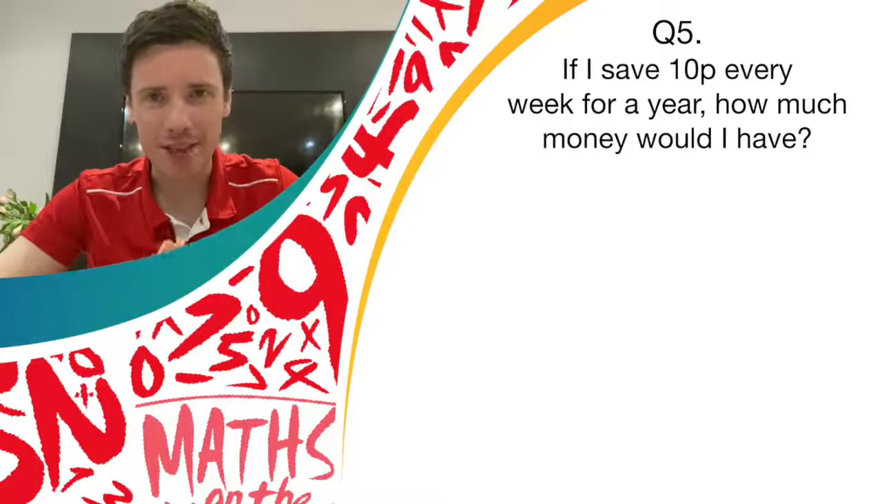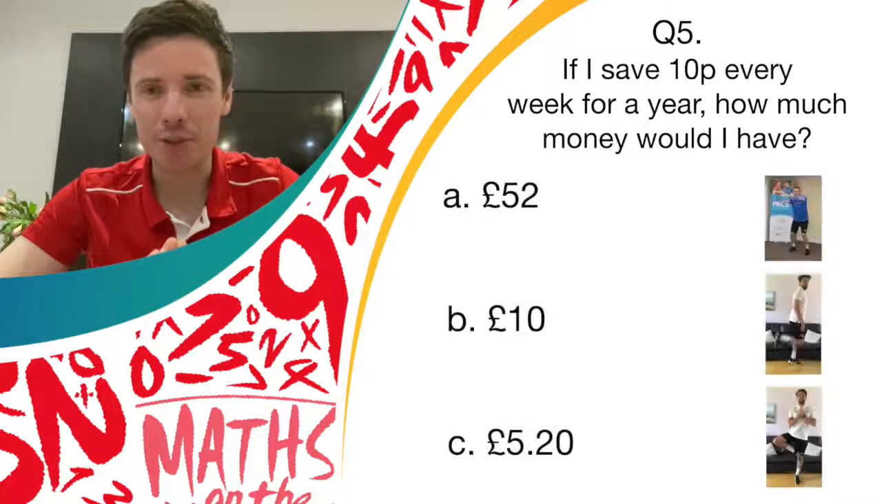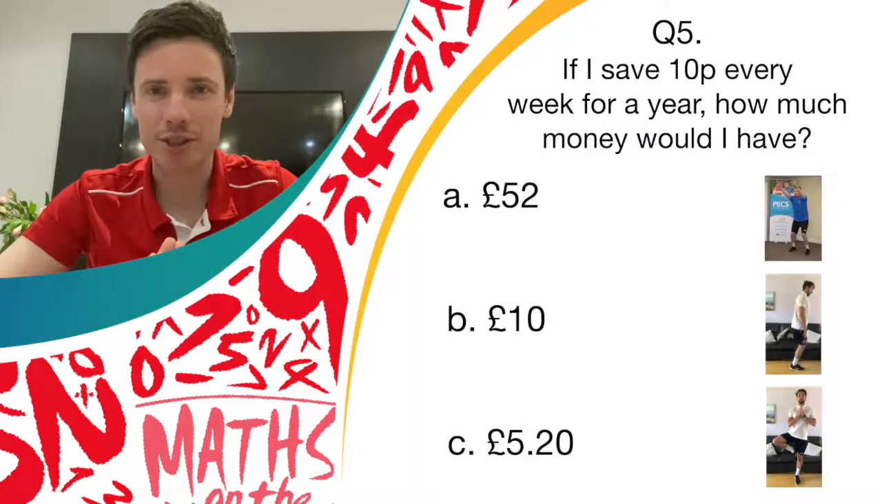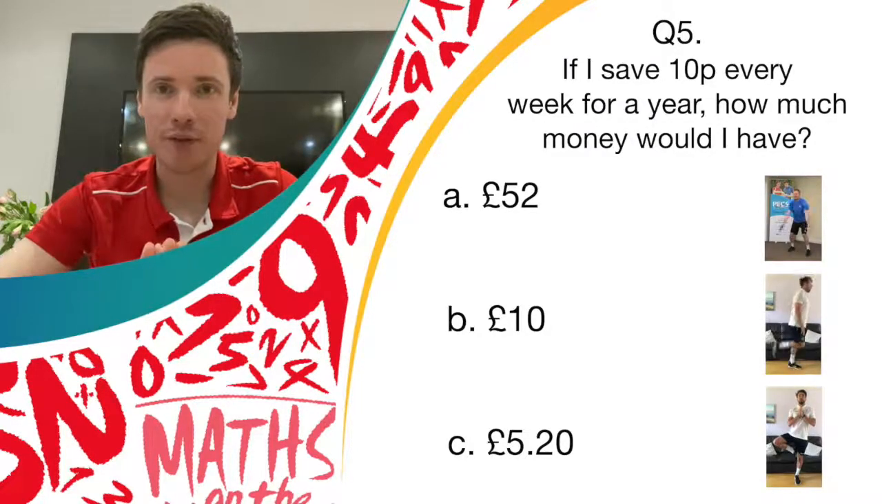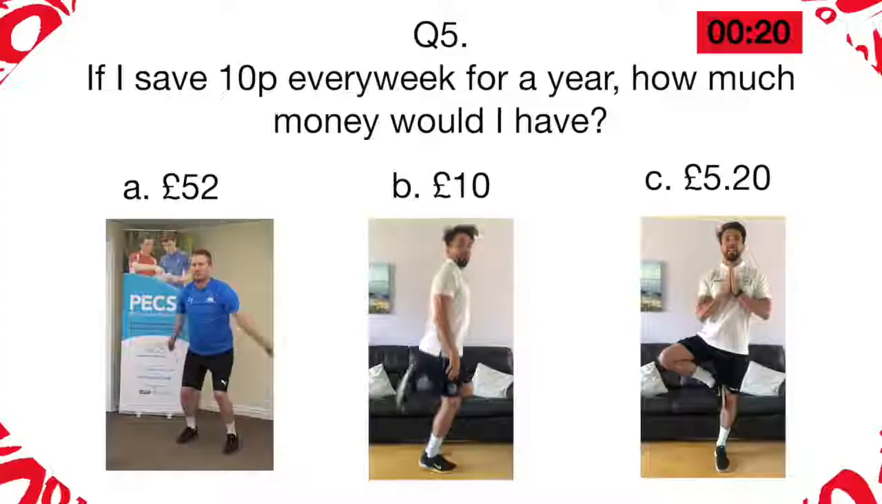So our possible answers are £52, £10 or £5.20. As soon as you think you know the answer, then it's the butterfly move if you think it's £52, it's back flicks if you think it's £10, and it's the balance there if you think it's £5.20.